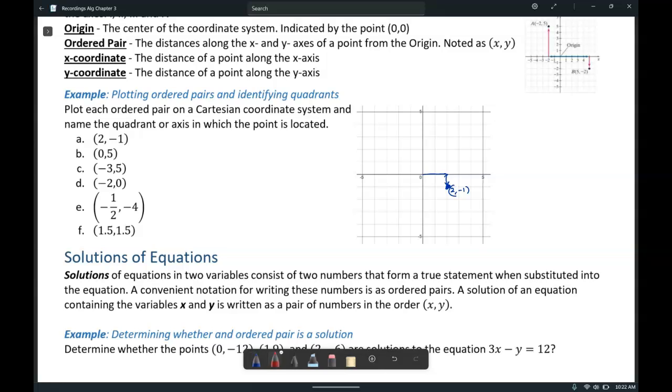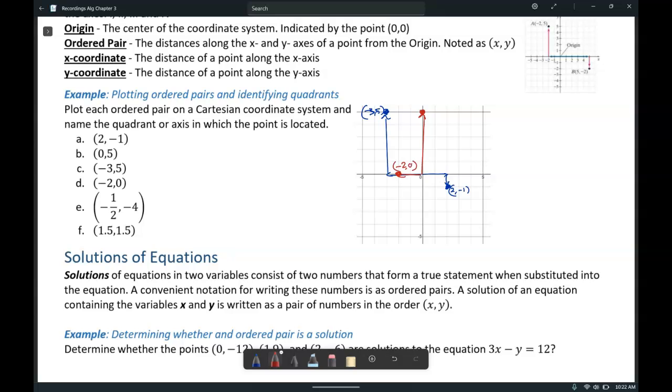Then our next point, 0, 5, we're not going to have any movement left or right. We're just going to move straight up 5 units. Then we have our point negative 3, 5. That's going to take us left 3 units and up 5 units. Then negative 2, 0, we're going to go left 2 units and stop there on the axis.